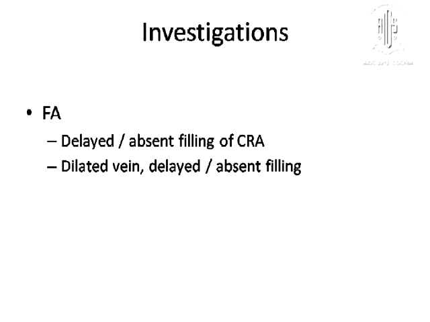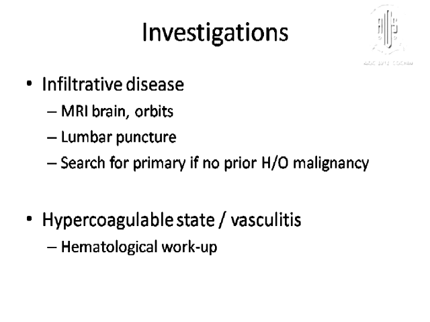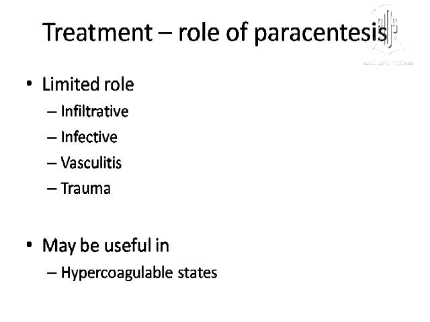So investigations, when we do a fundus fluorescein angiogram, there will be a delayed or absent filling of the central retinal artery, and a dilated vein, because there is no blood flow into the central retinal artery. But we need to investigate these patients much more in contrast to a patient with CRVO. Infiltrative disease, we need to do an MRI of the brain and orbits to see if there is an infective or an inflammatory or a malignant infiltrative disease, a lumbar puncture in patients with meningeal carcinomatosis, and we need to search for primary if there is no history of primary malignancy. Hypercoagulable states, we need to do a hematological workup.